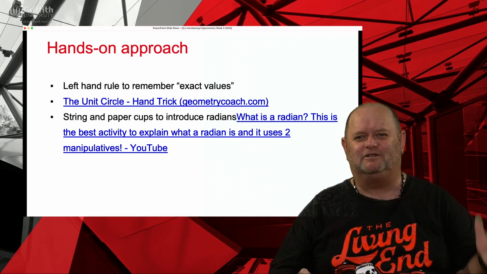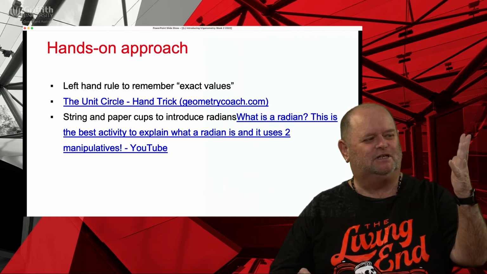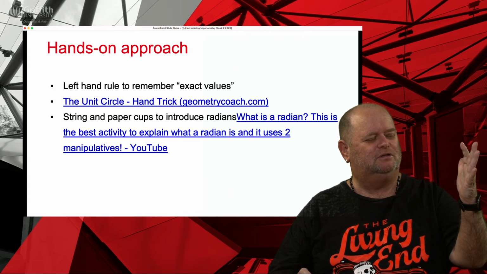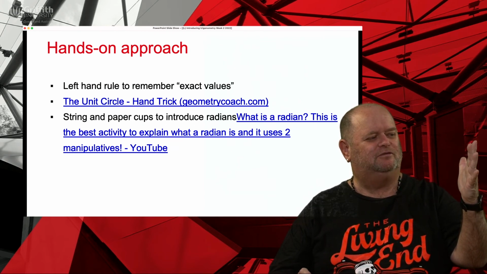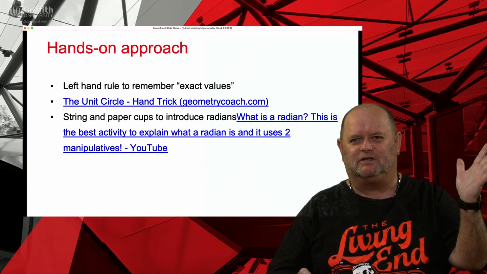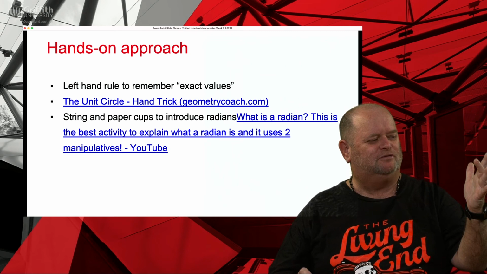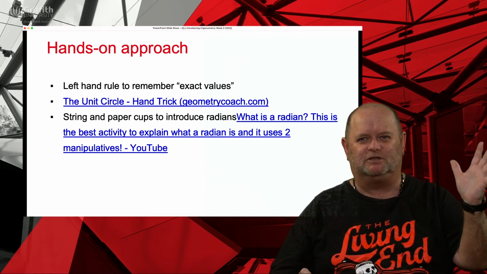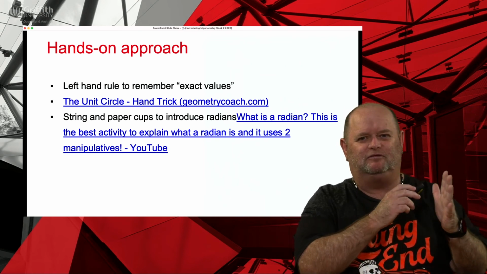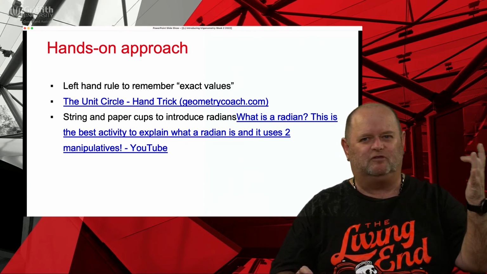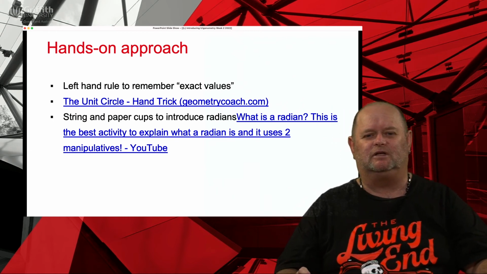The little hand trick there: 0, pi on 6, pi on 4, pi on 3 and pi on 2. I don't even do it myself, the kids do it. They draw on their hands, and from there they can actually work out how many fingers are up and down, whether the sine of pi on 6 is equal to this or equal to that.